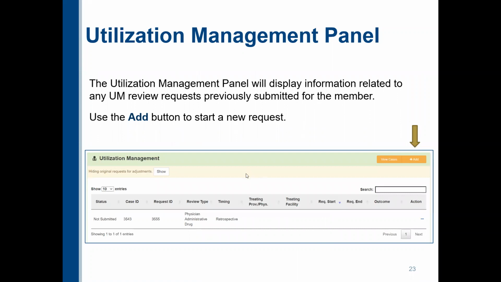Next panel is the Utilization Management panel. This will display information related to any review requests that have been previously submitted for this member. You can see here in this example, someone started a physician-administered drug review for retrospective timing, but it's not yet been submitted. To add a new one, you'll just click on this Add button.